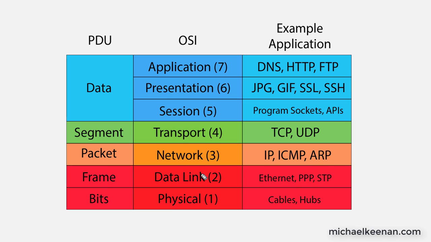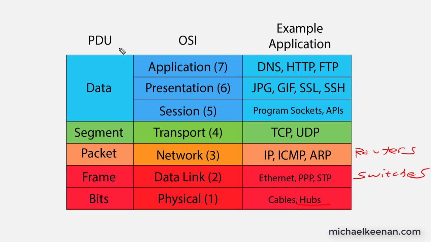The data link layer is also sometimes referred to as the Ethernet layer, but it includes the Ethernet protocol. It includes point-to-point protocol and spanning tree protocol. And the physical layer, that's where your cables, your physical wires, and your hubs are going to be. It's also important to remember that routers are considered layer 3 devices. They are network devices. And switches are layer 2 devices. And then, of course, you have your hubs down here at the physical layer.